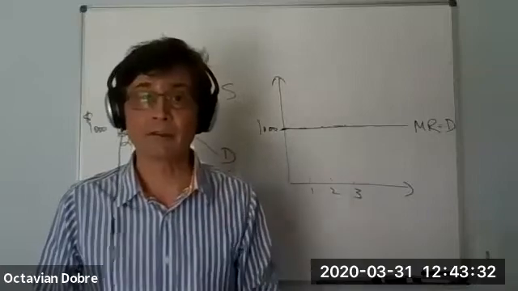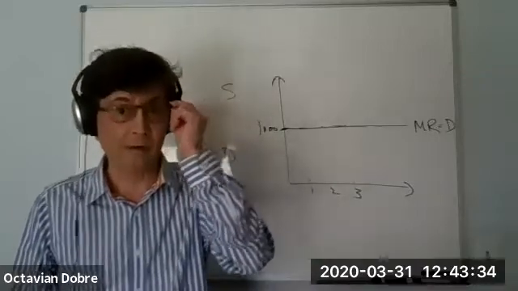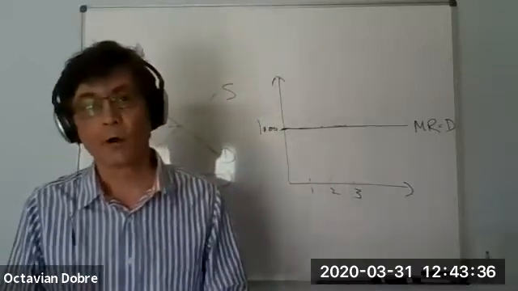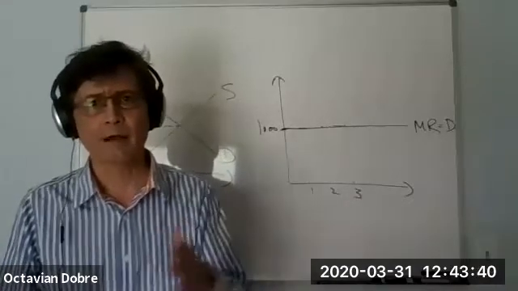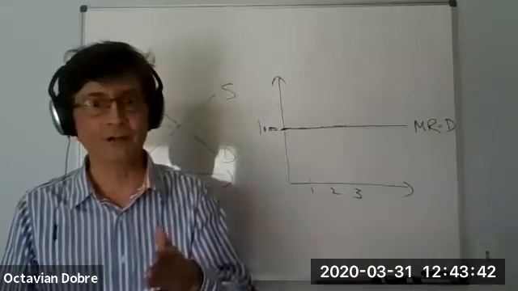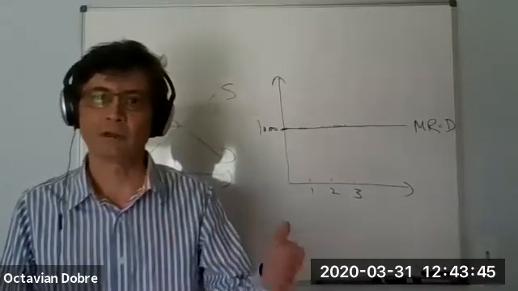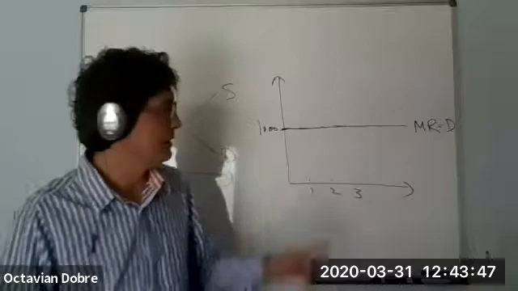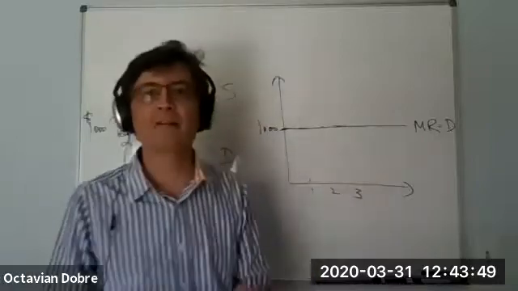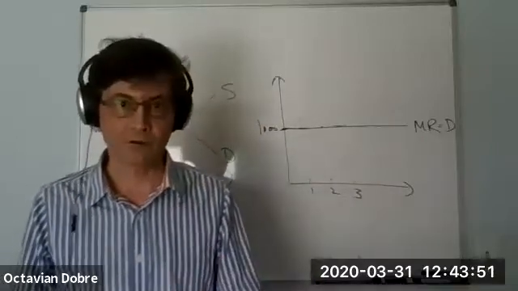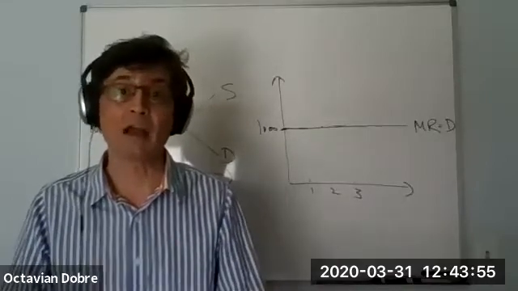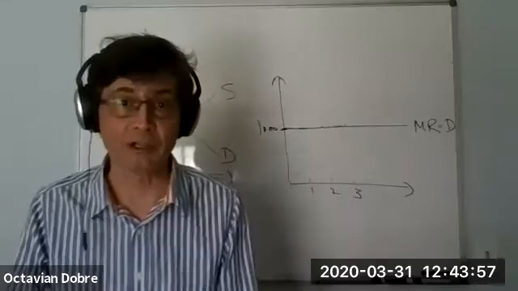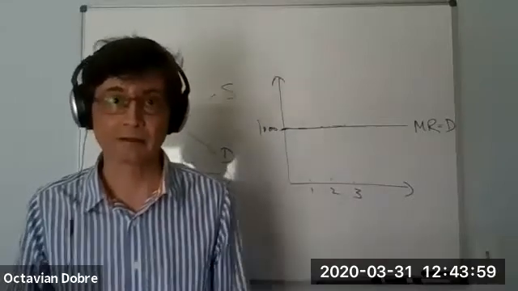If I sell 2 ounces of gold, my total revenue is going to be $2,000. On average, from each one of them, I made $1,000. 3 ounces, $3,000. On average, each unit contributed $1,000. So this curve also represents the average revenue for gold. Average revenue, because that's how much I make on average from each ounce of gold, $1,000.